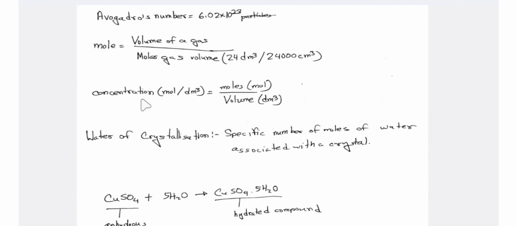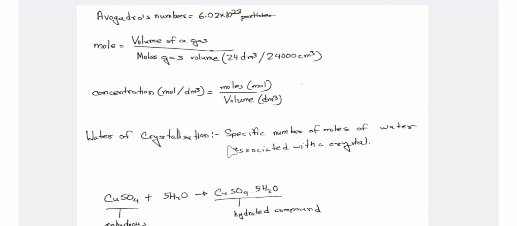Similarly, concentration in mol per dm³ is equal to number of moles divided by volume in dm³. If it is concentration in g per dm³, then it would be mass in grams divided by volume in dm³. But now it is concentration in mol per dm³, so number of moles divided by volume in dm³.